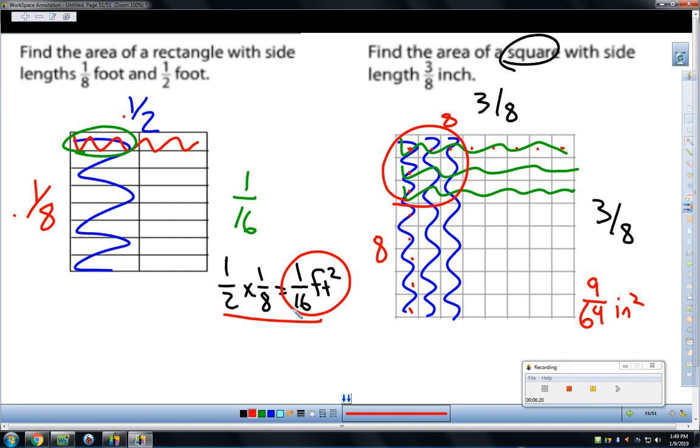In this next one, we are finding the area of a square, which explains why they've only given me one measurement, because all sides in a square are equal. So it's 3/8 times 3/8. So going both directions, I have 3 columns blue, 3 rows green. My overlap are blue and green together, a total of 9 squares out of 64 in my grid.